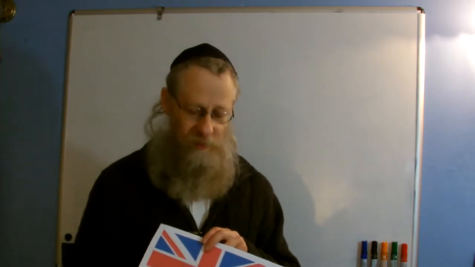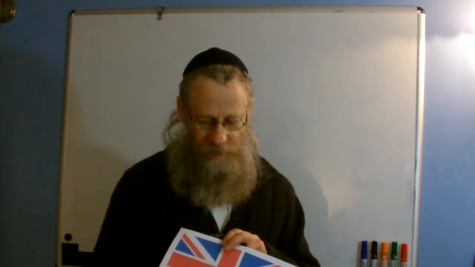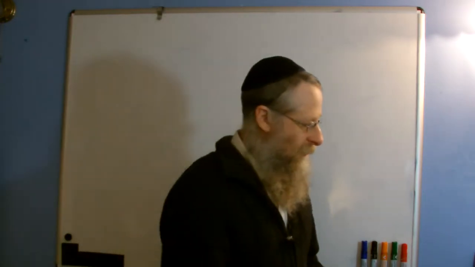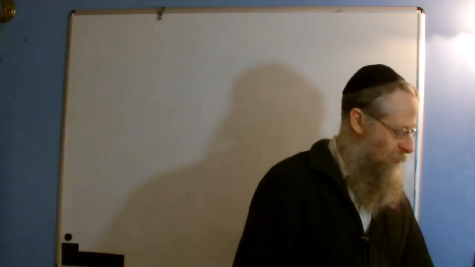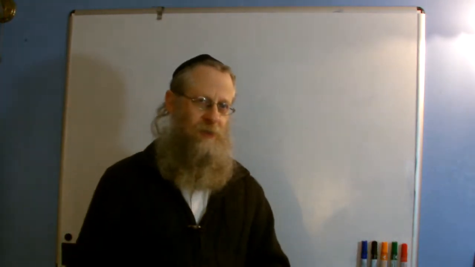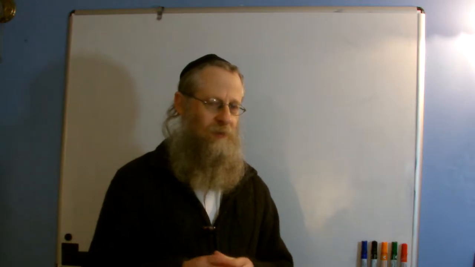It is missing the Welsh emblem, or Welsh flag. That's not included. Again, there's a bit of controversy as to exactly what it is, whether it's a red dragon. So that's not on it, but we will look at the composition of the Union Jack and how these things are connected in the gematria.